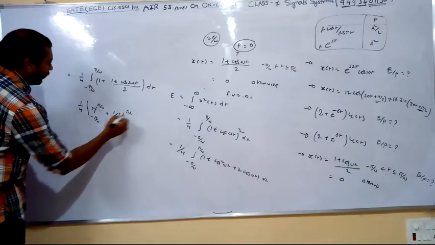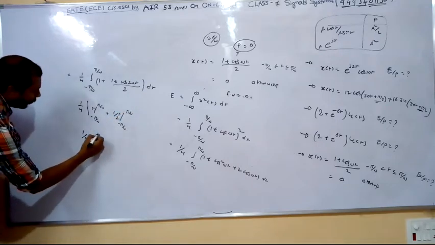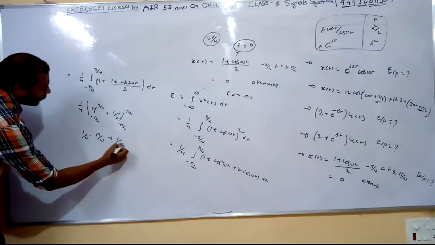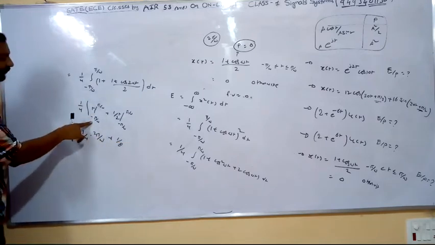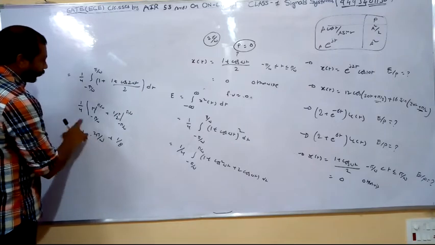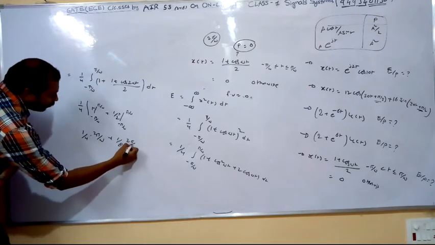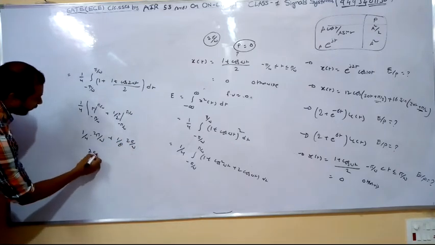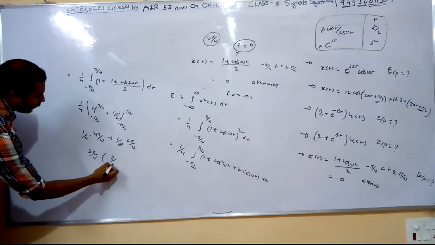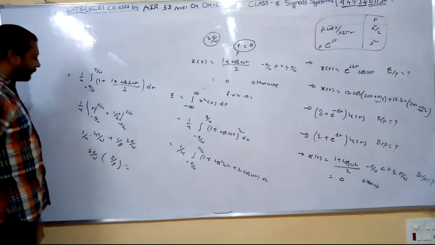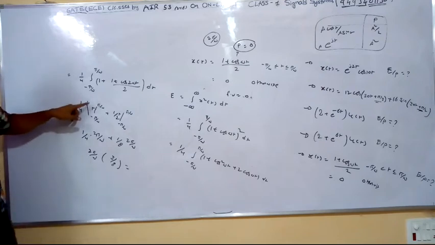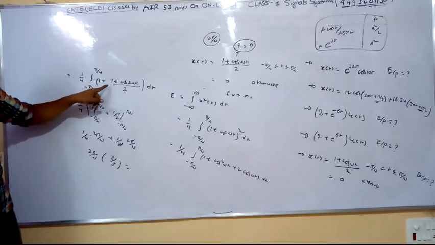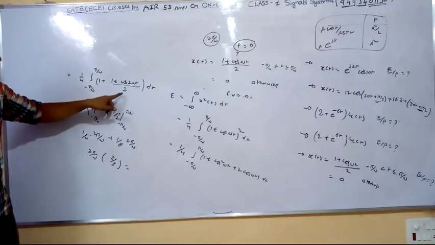So this value will become 1 by 2 into t from minus pi by w to pi by w. So this can be represented as 1 by 4 into pi by w plus 1 by 8 into 2 pi by w. So this value is equal to 1 by 8 into 2 pi by w. So this can be represented as 2 pi by w into 3 by 8. Got it or not?